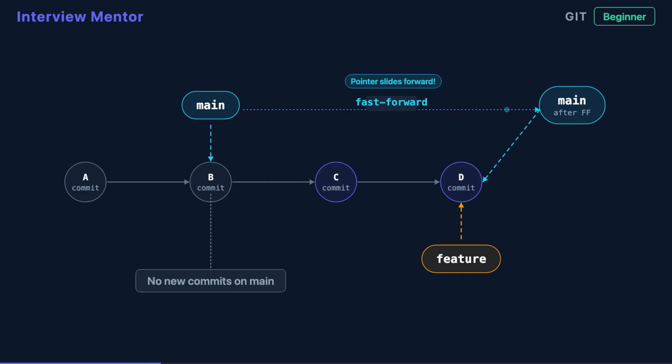So when you run git merge, Git doesn't need to combine anything at all. It simply moves the main branch pointer forward to point at the latest commit on your feature branch. No merge commit is created. The pointer just slides forward to where the feature branch already is.